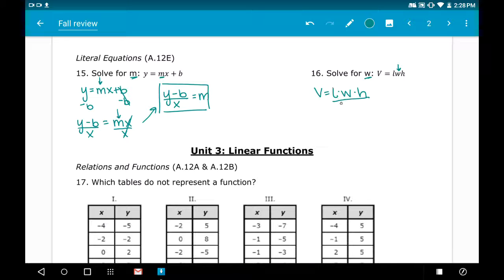So first I'll get rid of the L. So I divide both sides by L. But I also need to get rid of this h by division, so I can just divide by h along with it. So the L and the h will cancel out, which means our final answer here is v divided by L times h equals w. And that's all there is to literal equations.